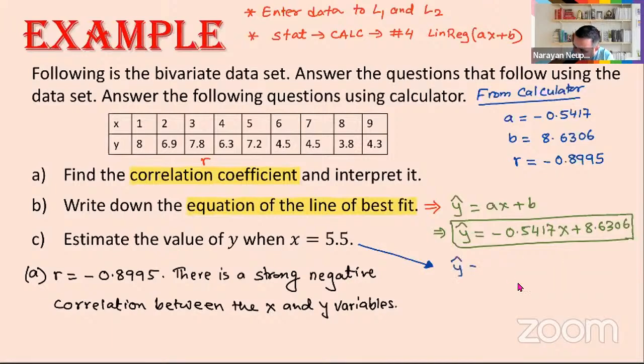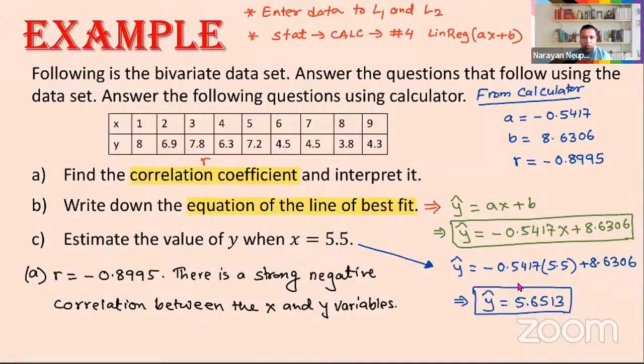Y hat is equal to negative 0.5417 times 5.5 plus 8.6306. And if we simplify this using calculator, we should get 5.6513. So when x equal to 5.5, the y value is 5.6513. So that's how we can solve a problem like this one using calculator. That's from our 9th module, which is linear regression and correlation.